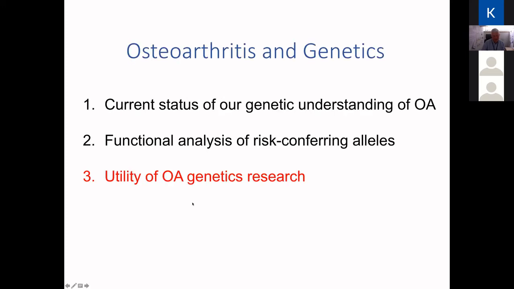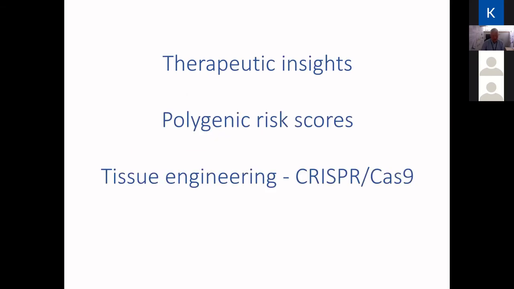So what about the utility of OA genetics research? What can we actually do with it? What I've done here is just list three potential possibilities. One is therapeutic insights, one is polygenic risk scores, and the other is tissue engineering using CRISPR-Cas9.